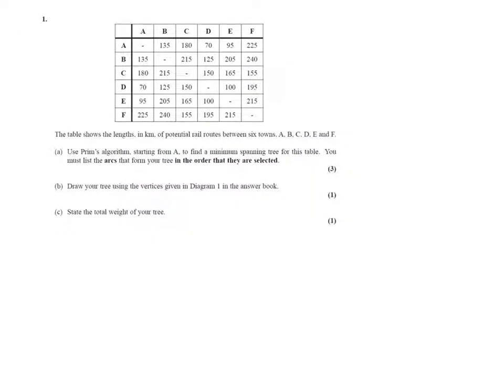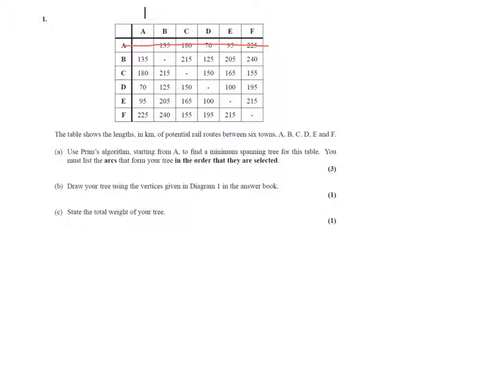So Prim's algorithm for a distance matrix or table says we need to choose any vertex to start the tree. Well, they told us to start at A, and then it says delete the row in the matrix for the chosen vertex. So we need to delete row A. We now need to number the column in the matrix for the chosen vertex. So A is going to be 1.